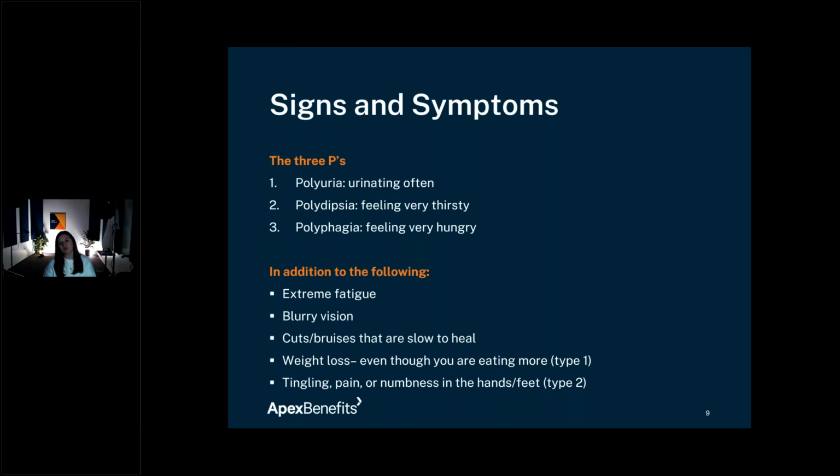In nursing school, we learned the 3 Ps: polyuria, polydipsia, polyphagia. Let's break down why these are common symptoms of diabetes. So polyuria, you're urinating more frequently, especially at night. If you're somebody who notices you're waking up a lot at night to go to the bathroom, this could be one of your first telltale signs.